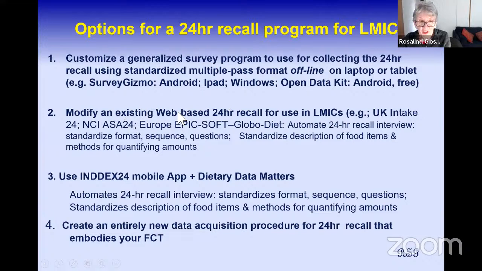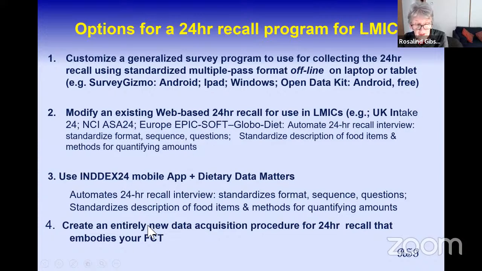You can modify an existing web-based 24-hour recall for use in low and middle income countries. And these are some examples of these web-based programs that are available. Thirdly, you can use the new Index 24 mobile app, which also has this platform for dietary data matters. This is going to be launched in June, so you can keep a watch on the Index website when they're going to demonstrate the use of the Index 24 mobile app, which automates the 24-hour recall interview, standardizes the format, the sequence, the questions, and standardizes the description of food items and methods for quantifying the amounts.